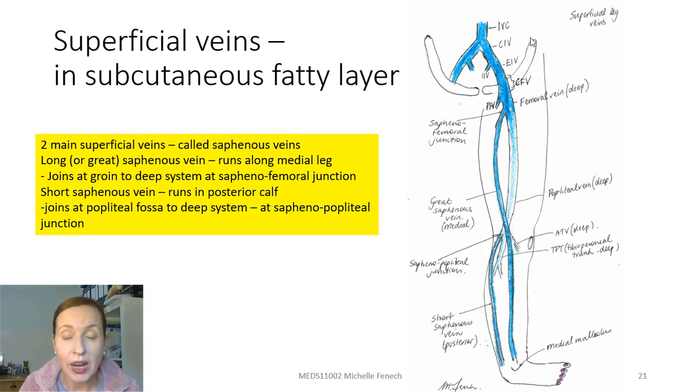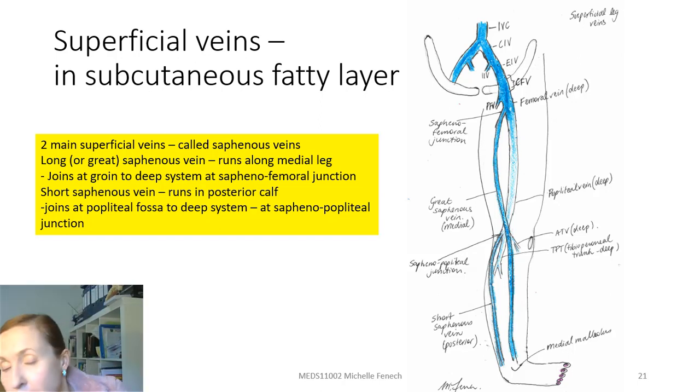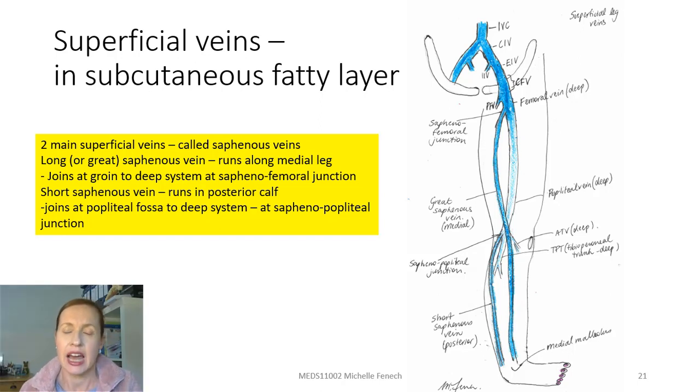And then we have a short one, and the short one's on the back of our calf, and it runs superficial to, but at the junction of where our medial and our lateral gastrocnemius muscles join. And so this one's called the long saphenous, or the great saphenous vein, the one that runs all the way down the medial part of the leg. And the one that runs down the back of the calf is called your short saphenous vein.